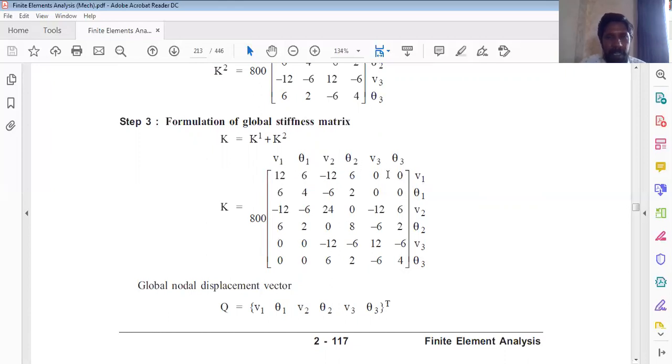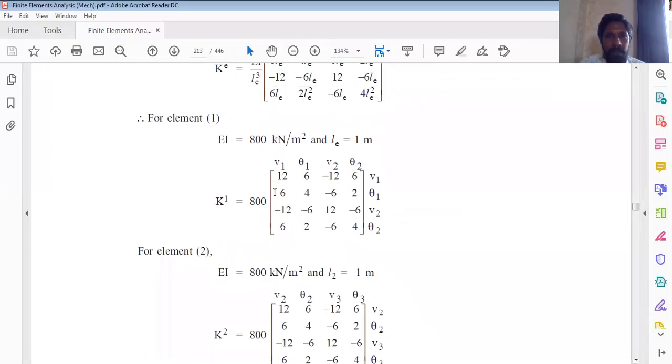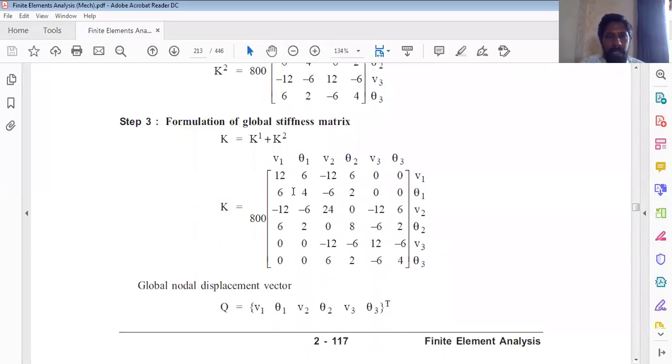On the top of it, it is written as V1 theta 1, V2 theta 2, V3 theta 3. In the column also, it is written as V1 theta 1, V2 theta 2, V3 theta 3. Each entity is searched in K1 and K2. So V1 cross V1 is available in K1, which is 12. It is written here, 12.